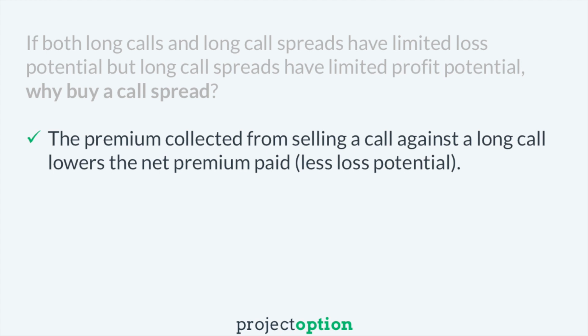Now, we're going to go over this in depth in just a moment with some real examples, but the short answer is that the premium collected from selling a call option against a long call option lowers the net premium paid, which reduces your overall loss potential. So if you look at buying a call and compare that strategy to selling a call against that call, since the premium paid is going to be lower for the call spread, the overall amount that you can lose on the position will be less when you look at that call spread compared to just buying that call.